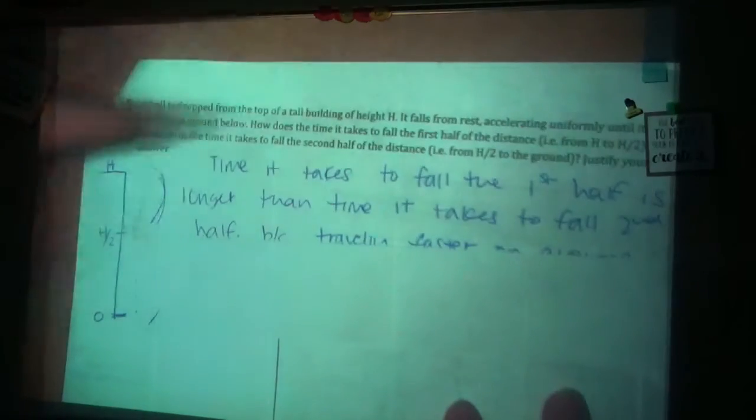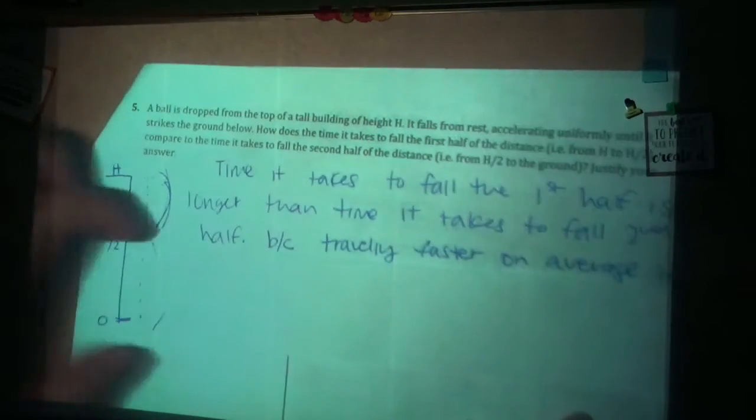It's accelerating the entire time. So down here, it's going faster than it is right here. So even though they might be going for the same distance, if this one is going faster, then it takes less time. This one going slower means it takes more time. So the answer was the time it takes to fall the first half is longer than the time it takes to fall the second half.